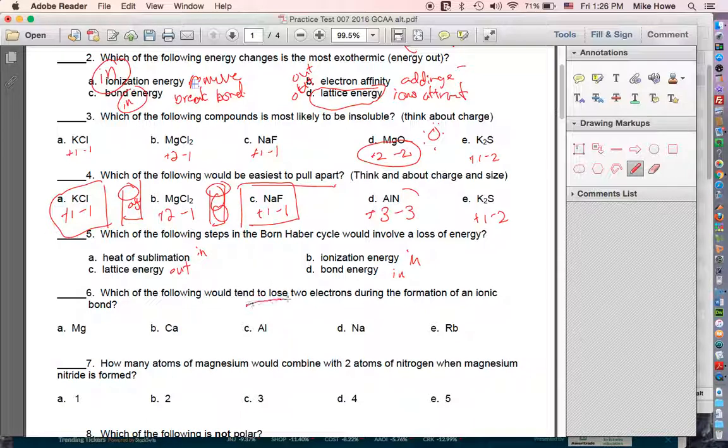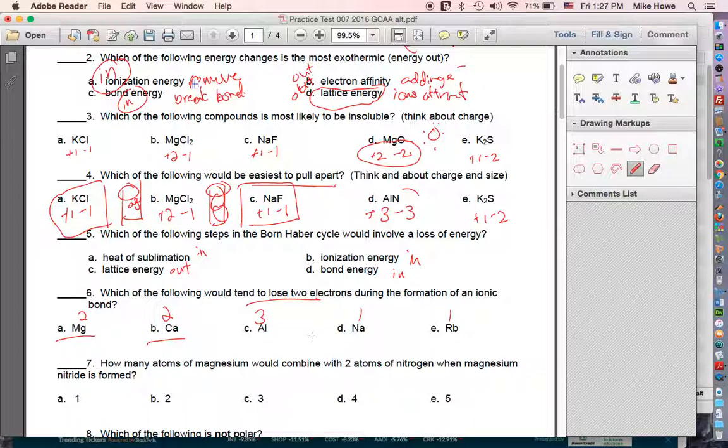Okay, which one would lose 2 electrons? There were 2 answers on this one. It's based on valence electrons. So I'm going to write down the valence electrons for all of these: 2, 2, 3, 1, 1. The ones that would lose 2 electrons are both calcium and magnesium.